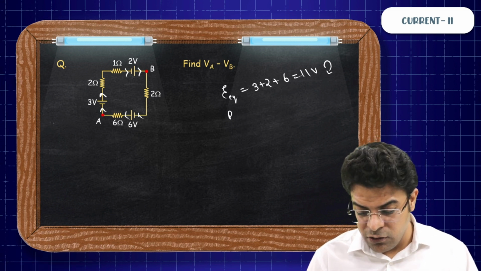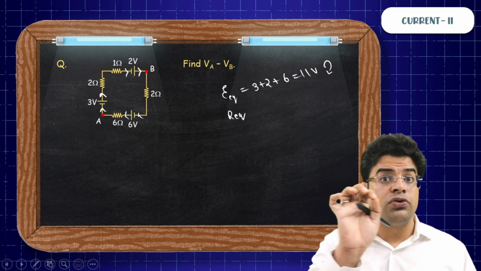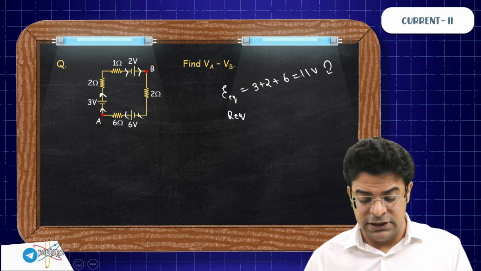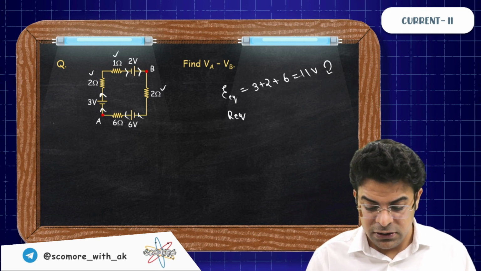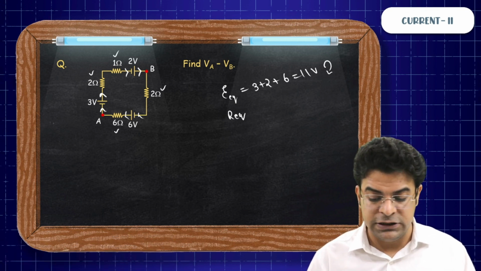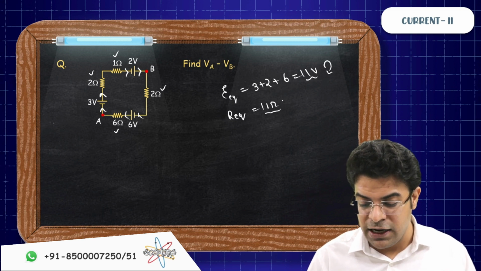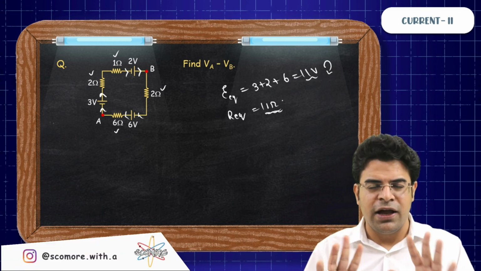Now what is the equivalent resistance? Since the same current flows through all the resistors, all of them are in series. So the equivalent resistance will be 2 plus 1, 3, 3 plus 2, 5, 5 plus 6, 11 ohm. And when you find things like 11 volt and 11 ohm, you can think that okay, I am doing something right.